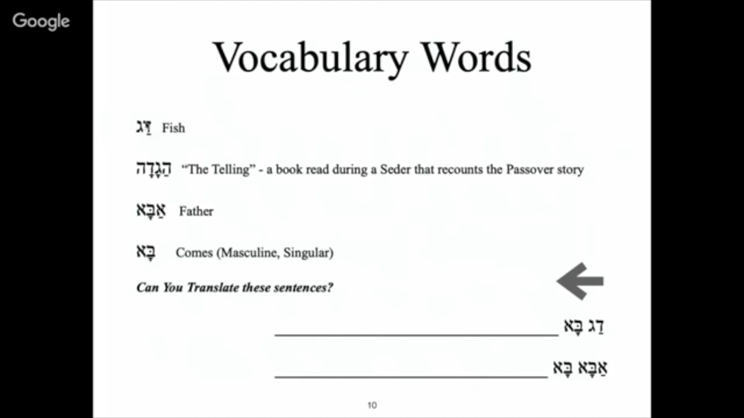A Dalet with this patach and a gimel is dag, which means fish. A dag in Hebrew is a fish. Yeah, a dag in Hebrew means fish.